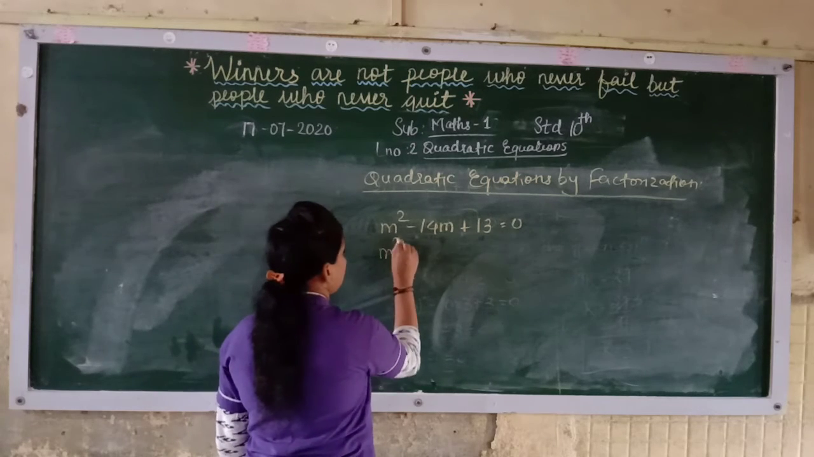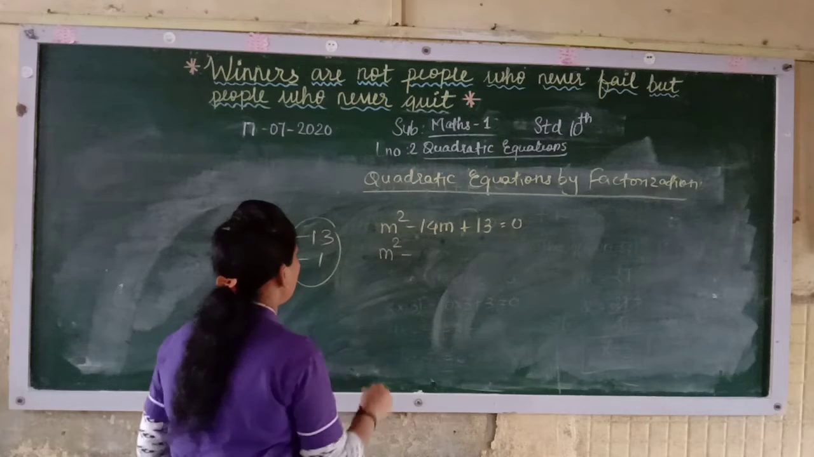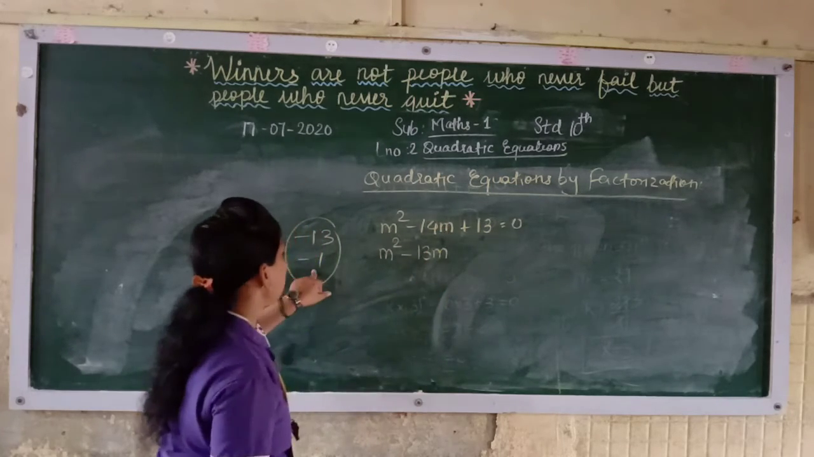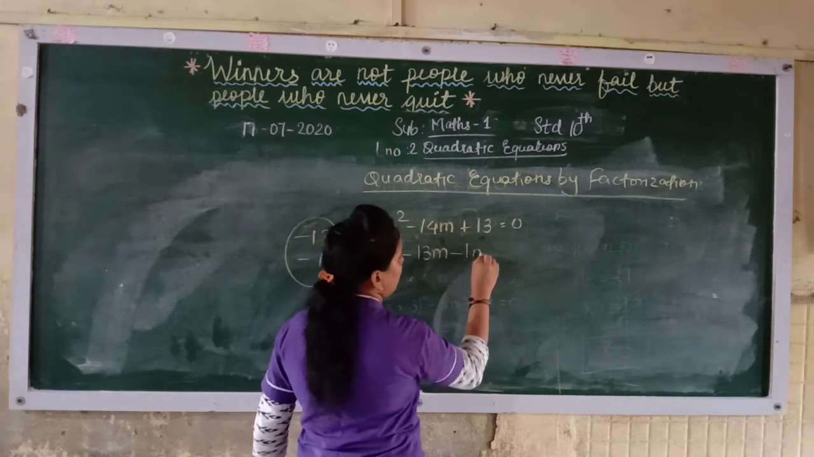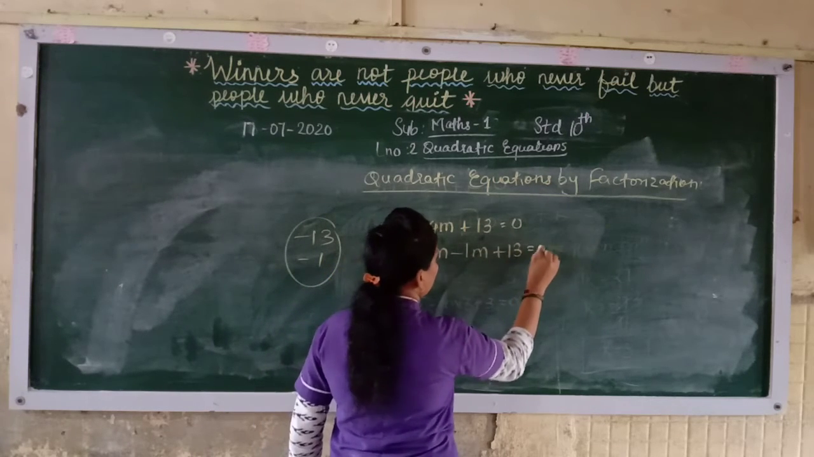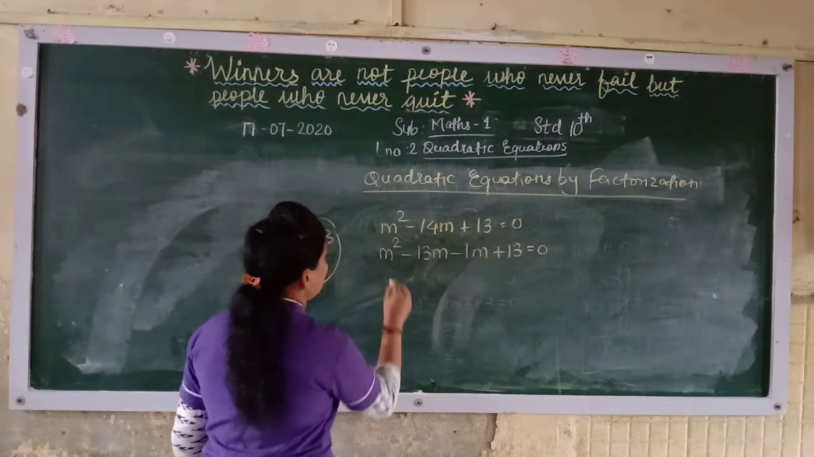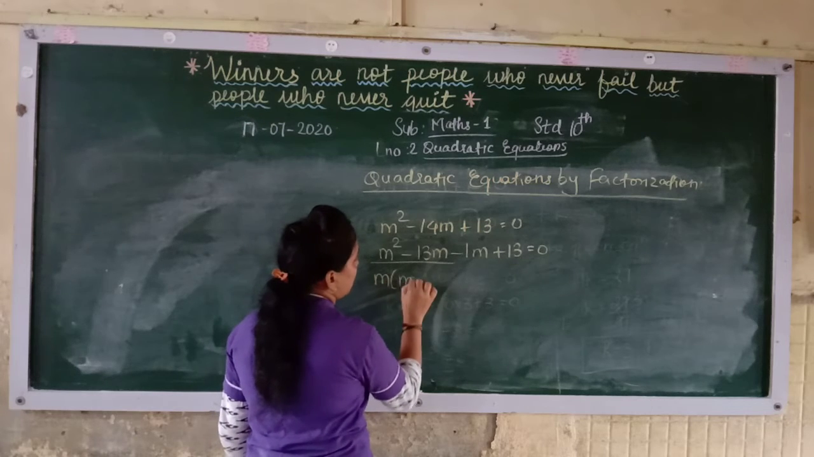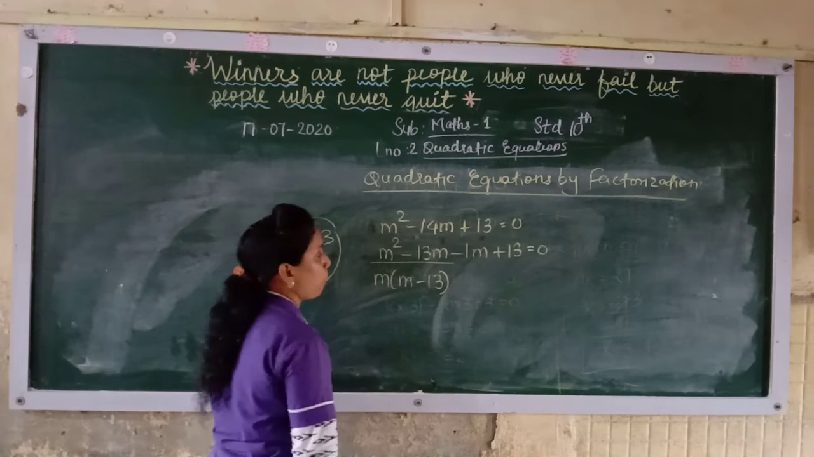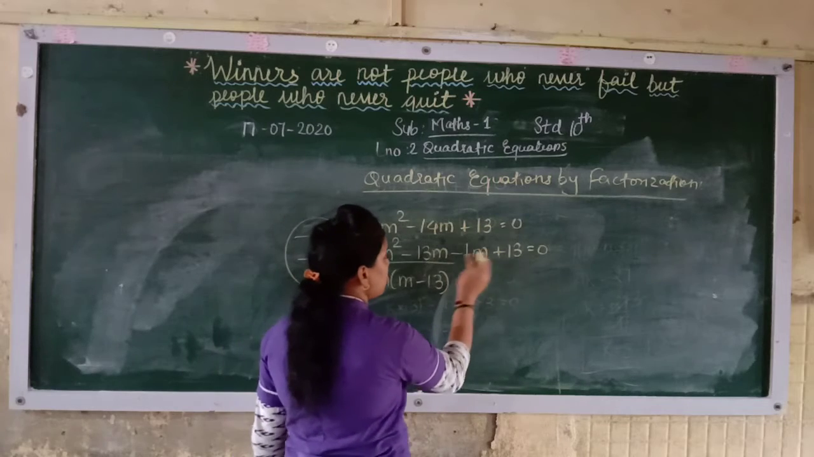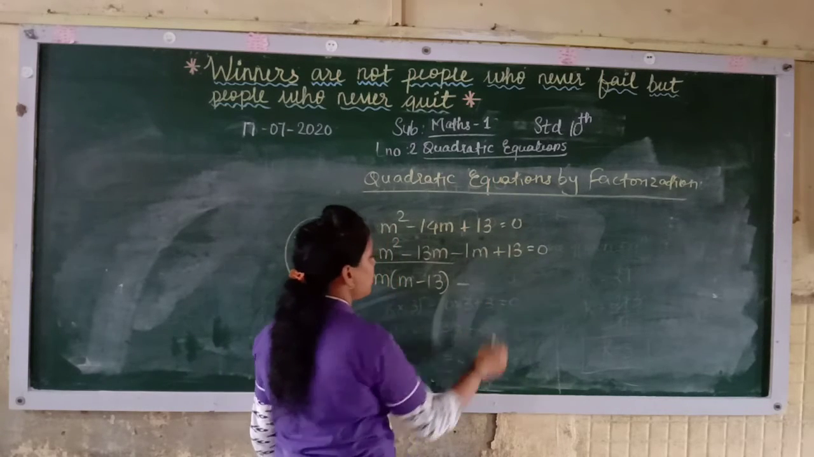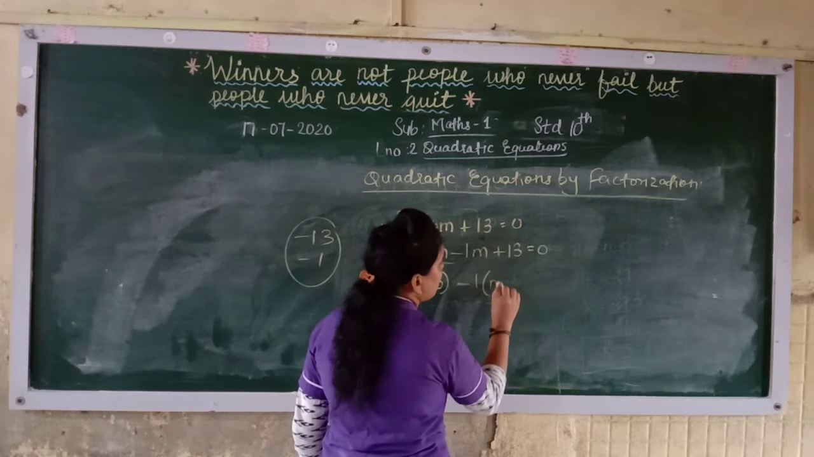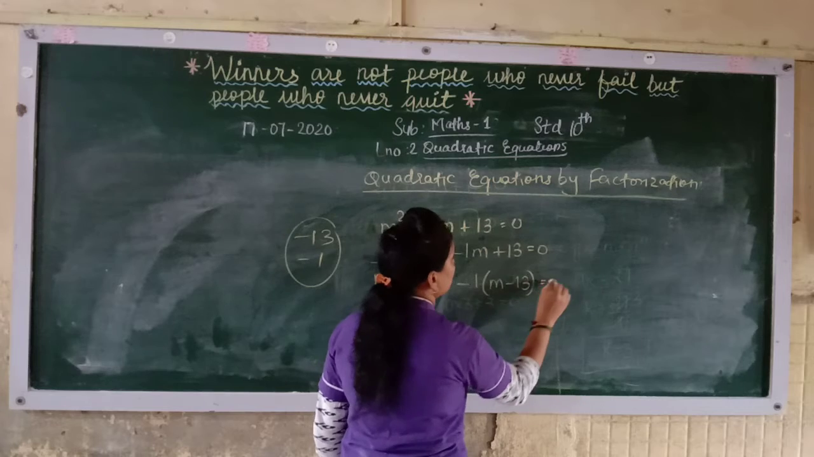So what will you do here? n square. So these are our factors over here. What are they? Minus 13n, and here minus 1n, plus 13 equal to 0. Now see here, take common from here. What can you take? n. So here you will get n minus 13. Correct? Now see minus and plus. Take minus sign common. What else common can you take from here? Nothing. So you will take as 1. So inside it will become minus 13 equal to 0.